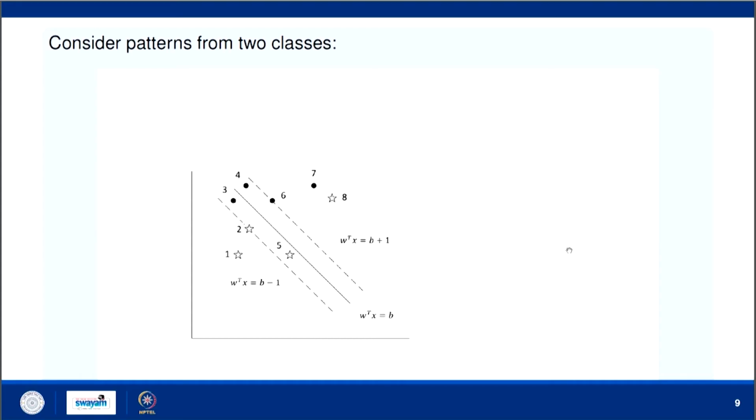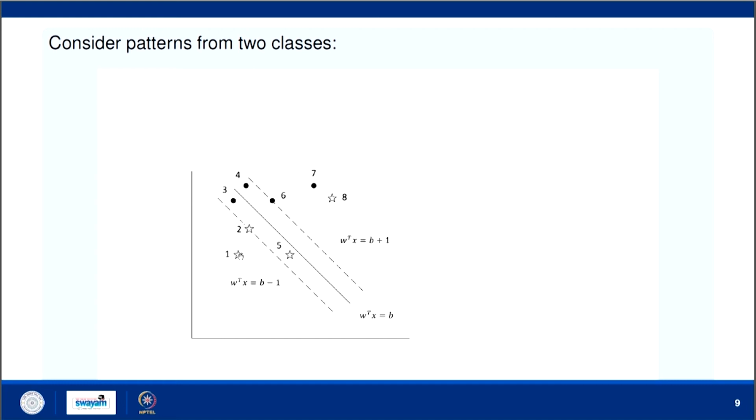Now, let us try to understand this by this figure. We have here two classes, one denoted by star and the other by bold circles. We have 8 patterns, 4 from the star class and 4 from the bold circles class. Suppose we are studying pattern 1. The patterns of the star are the minus 1 class and the patterns of bold circles are from the plus 1 class. Pattern 1 lies on the correct side, so it is correctly classified, and xi for this pattern will be 0.